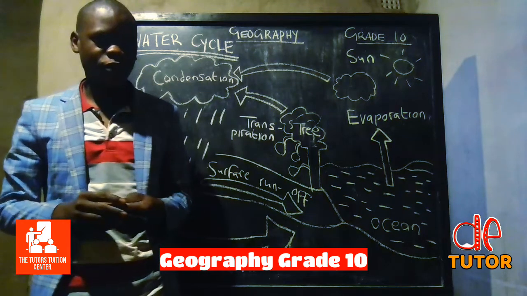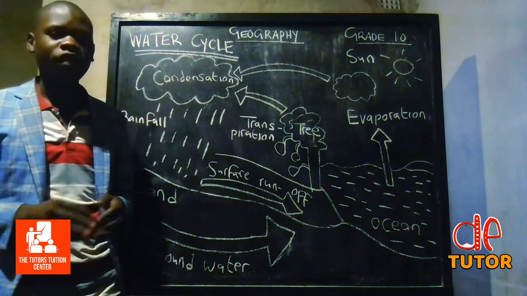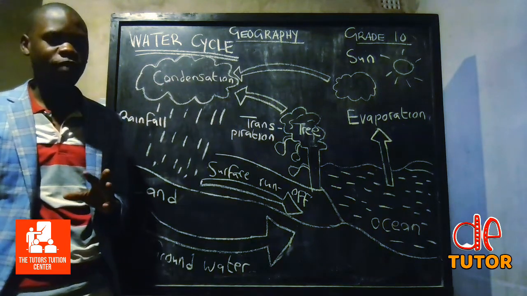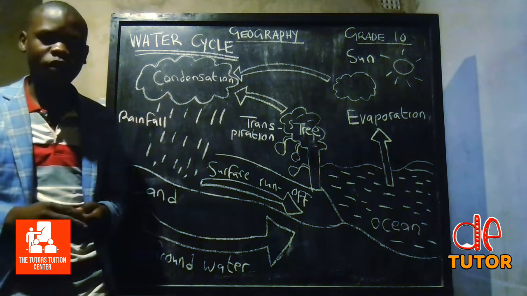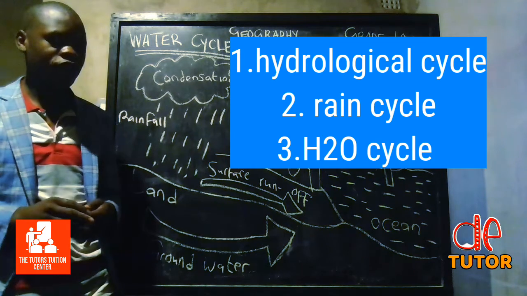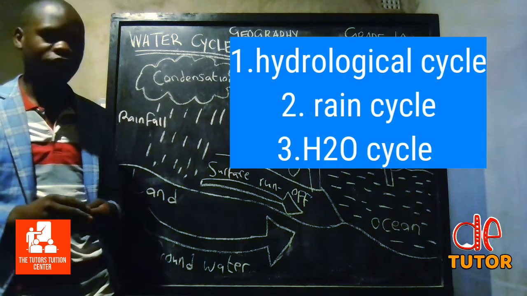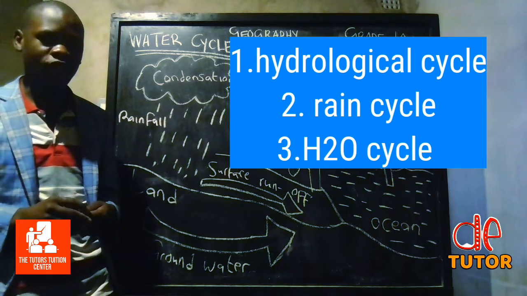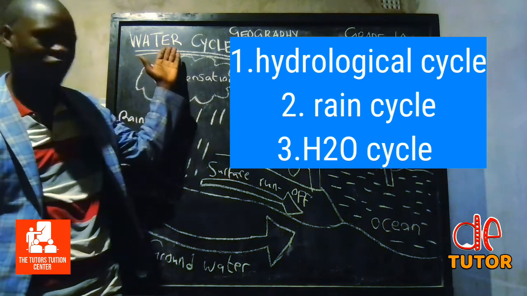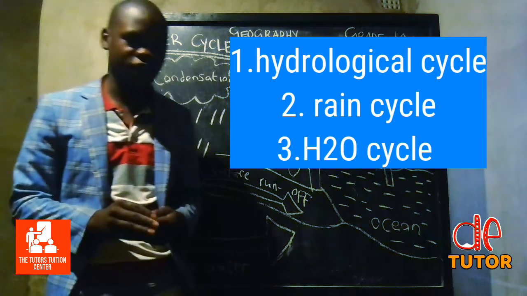In this tutorial video, I'm going to teach on this vital topic in Geography Grade 10 called the water cycle. This process, which is called the water cycle, has got three other names. The first one is called the hydrological cycle. The second one is called the rain cycle. Then the other one is called the H2O cycle. All those refer to the water cycle. They're just the same as the water cycle.